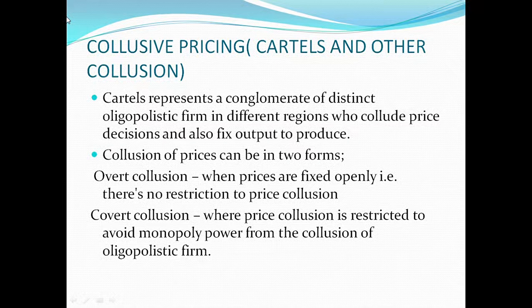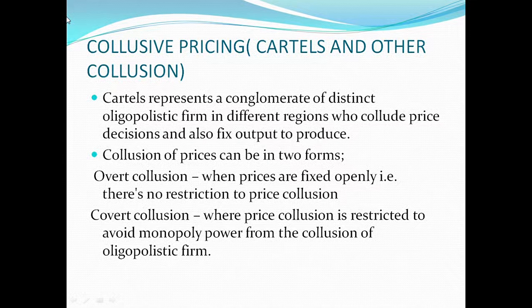And the other type of collusion is the covert collusion. By covert collusion, this is where price collusion is restricted in a certain country in order to avoid monopoly power from collusion of oligopolistic firms. Now, a perfect example would be companies in the USA. The USA restricts price collusion because it is assumed that when different companies collude their prices, they stand as a monopoly, and with them standing as a monopoly, they can influence the prices of goods and services just to get higher profits. So, covert collusion is when price collusion is fixed secretly.